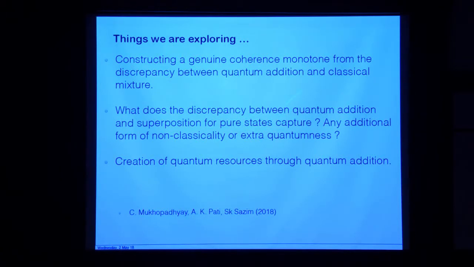For mixed states, you have only quantum addition and classical addition. For pure states, you could have classical addition, quantum addition, and also superposition. So the difference between these, can it capture something else? We don't know that. Can it capture any additional quantumness or non-classicality? We still have to think about that, and we're still working on that. And the creation of quantum coherence, or other resources, using quantum addition is still ongoing.